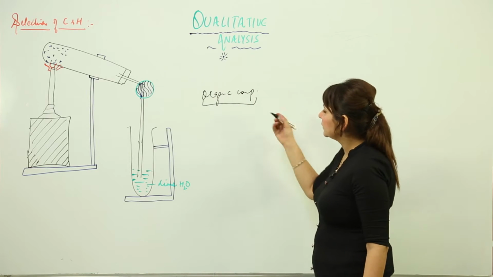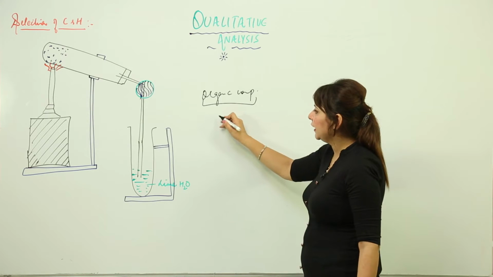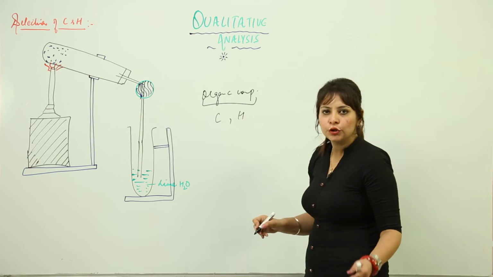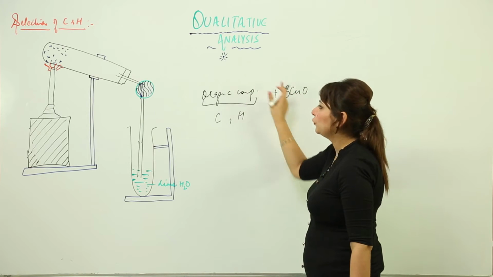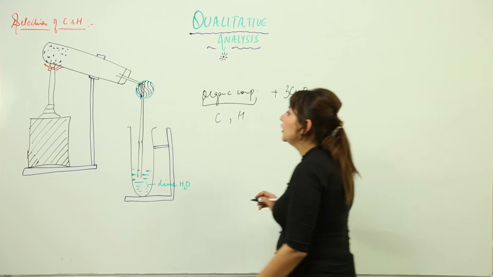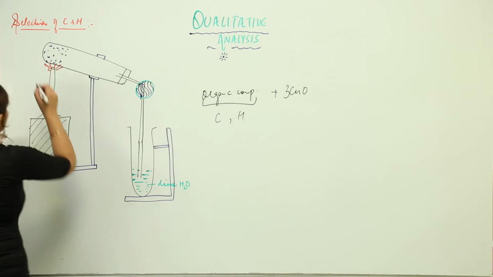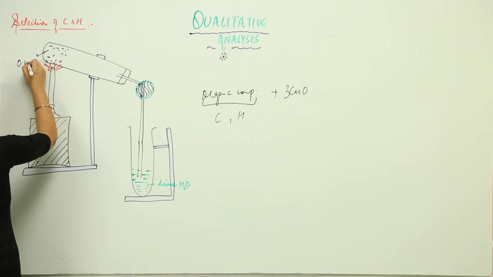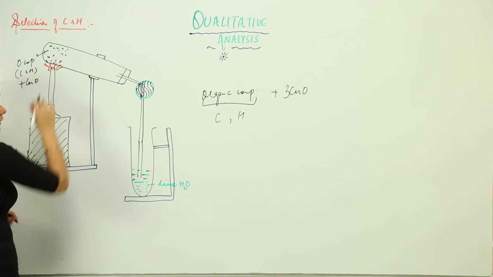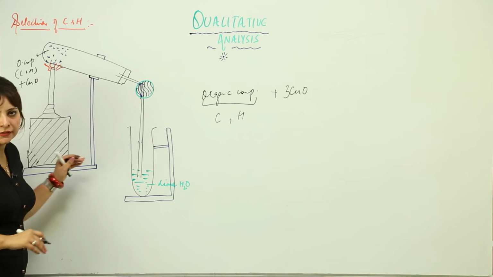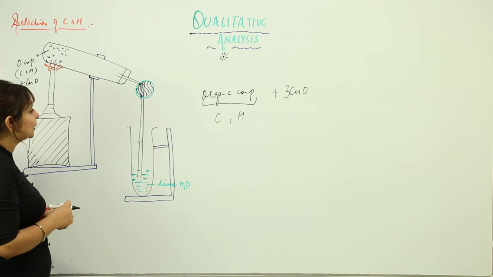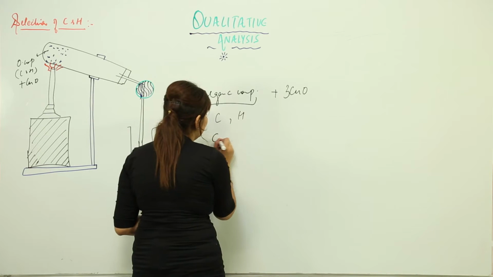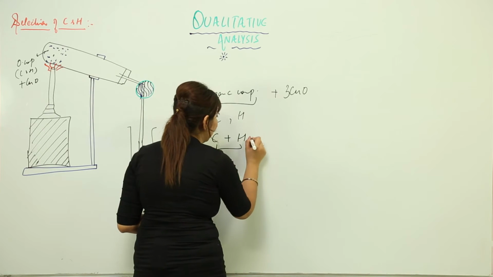And if we know that it contains C and H, and we want to prove that, we will be taking copper oxide, 3 times the weight of this organic compound. So I am going to take these things here. Here I have my organic compound containing carbon and hydrogen, and I add copper oxide to it. I just start heating it. We keep on heating, and then we see what kind of reaction takes place. So these are the constituents of the organic compound.